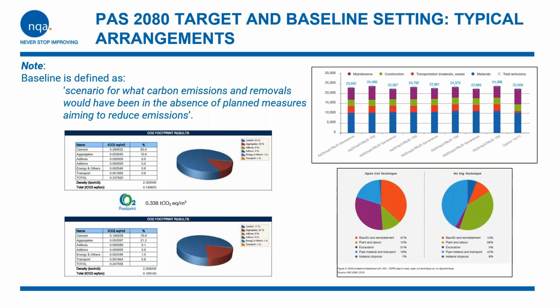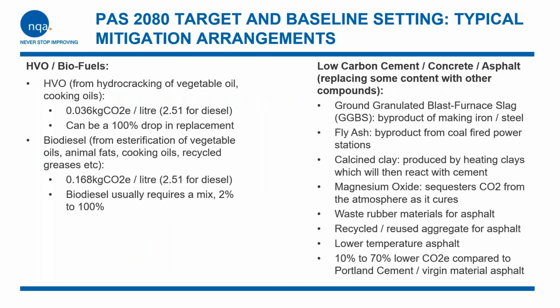So this is all part of the dual bid process, where you can go to your customer and say, you can have this at this cost, there's the carbon, or you can have this alternative low carbon one at this cost instead. And that's what PAS 2080 is all about at the end of the day.